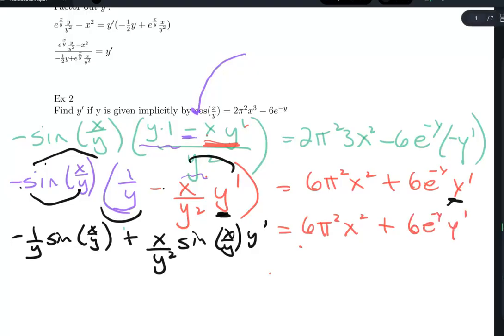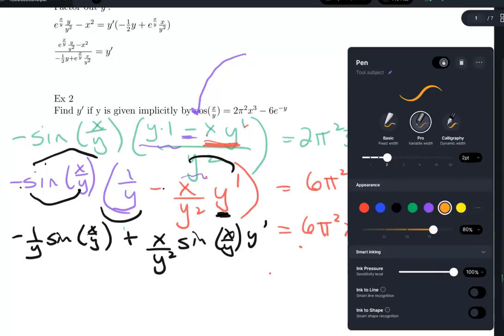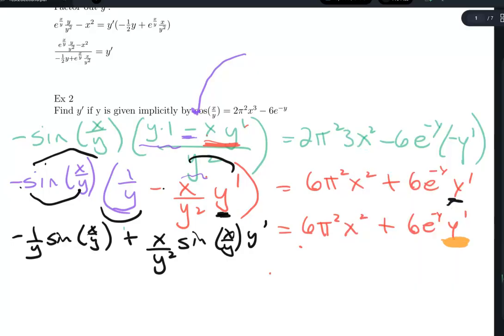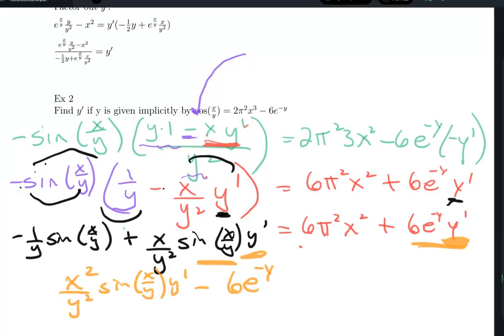Okay, so now scoping out the y prime terms, right? Because I want to isolate those. That would be these two terms. So you can choose either side. I'm just going to choose to keep them on the left-hand side. So I'll keep this here, x over y squared sine of x over y prime. So I'll subtract this over. And then I'll keep this one here. And then I'll add this one over.